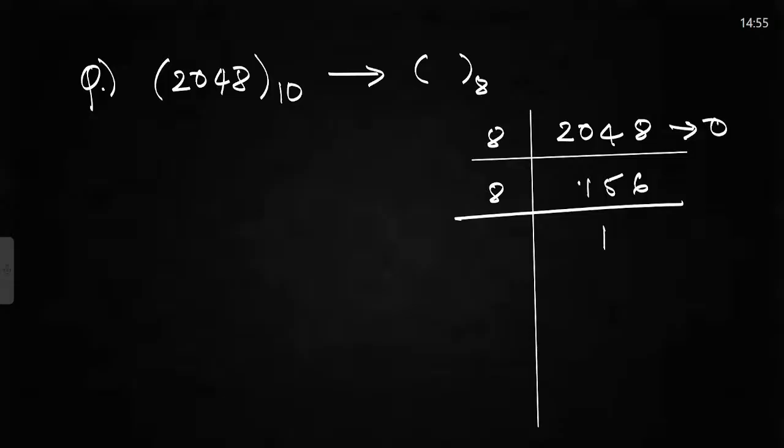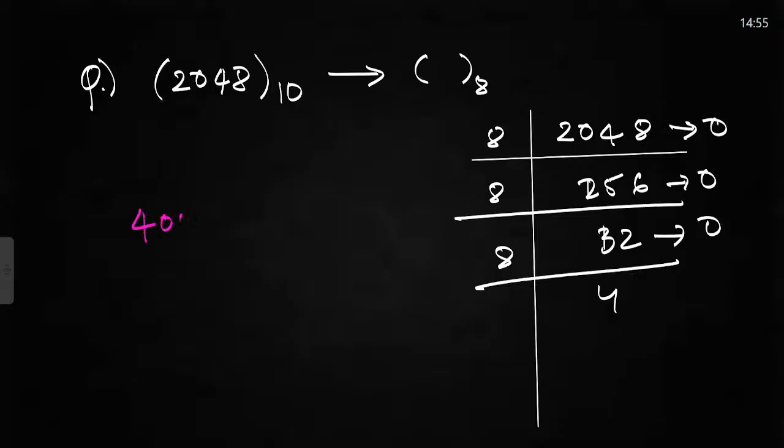It's 256. Sorry. So then we will get 32. How much times 30? Sorry, 32. Remainder is 0 and 4 remainder is 0. So you get 400. So 2048 in decimal will give me 4000 in octal. So that is another example.